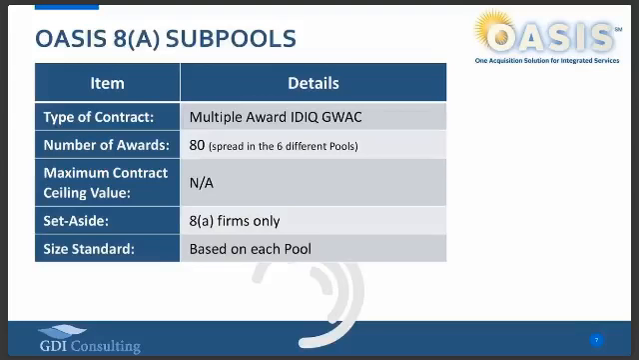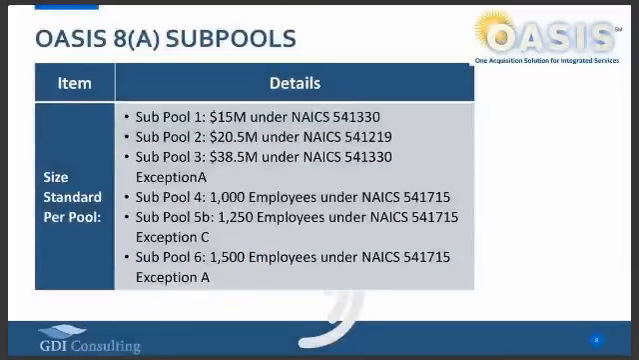So it's going to be different for each pool, and we're going to cover that now. Pool 1, you need to be under 15 million under the NAICS code of 541330. So that's for subpool 1. For pool 2, 20.5 for 541219. So your income should be less than this under that NAICS code. For subpool 3, it is 38.5 million under 541330 exception A.